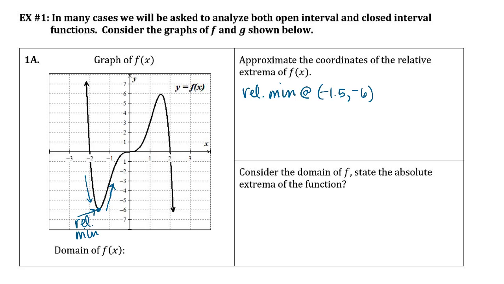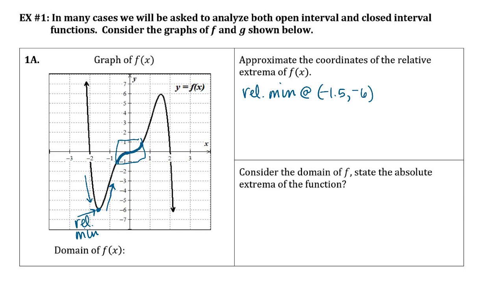Now you can have more than one relative min or max for sure. Now a tricky place to look at would be somewhere right here because we're almost tempted to pick something in that area. But if you notice, even though we flatten out here, that is not changing directions.